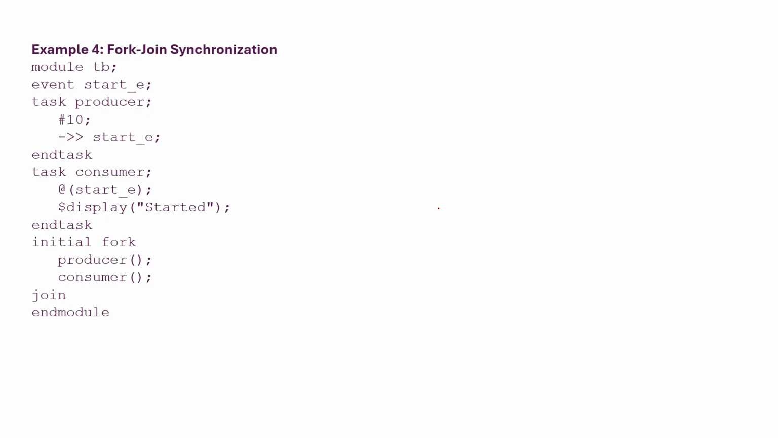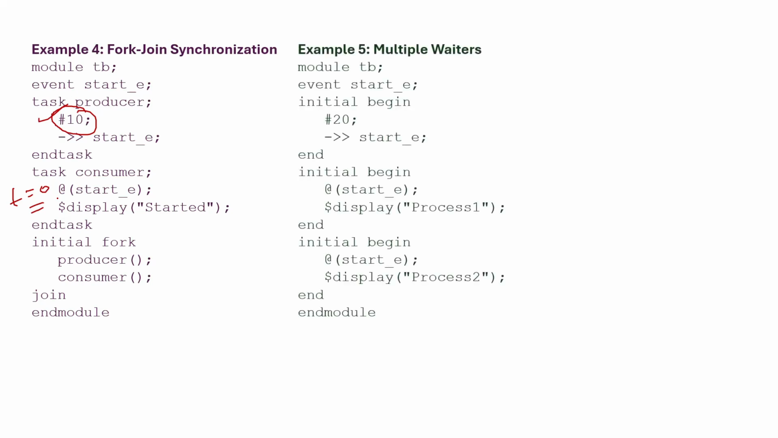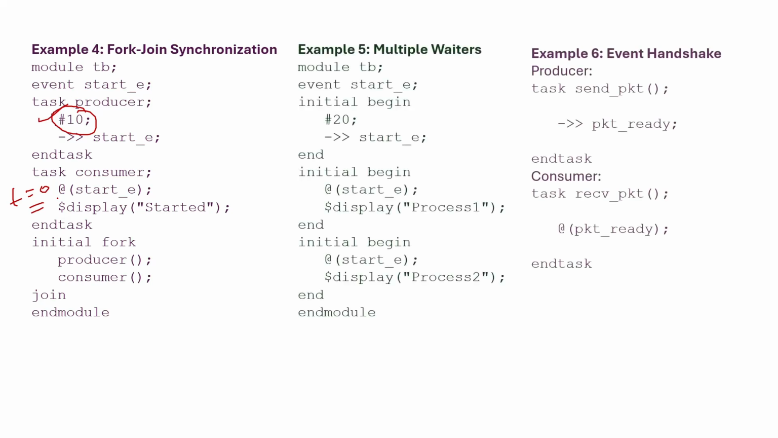Here also, is the event happening? You are triggering the event after a delay. You are waiting at time t equal to 0 only. Then the event will happen, because you are waiting 10 minutes before only. Same way here also, multiple waiters.